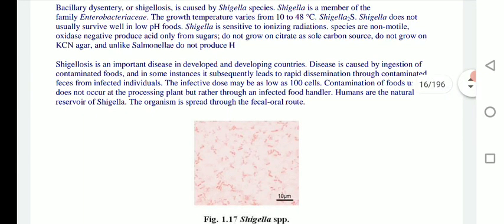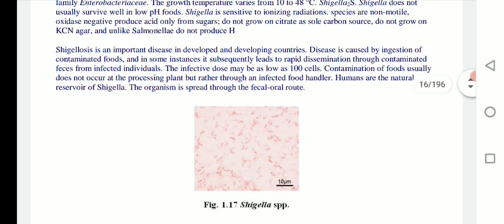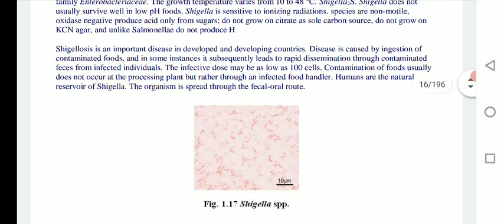And shigellosis is an important disease in developed and developing countries. The disease is caused by ingestion of contaminated food, and in some instances it subsequently leads to rapid dissemination through contaminated feces and infected individuals. So this bacteria belongs to the Enterobacteriaceae family, so again it is categorized under coliform, and it may enter through fecal contamination, and it causes shigellosis as well as Shigella dysentery, and the infective dose may be low, below 100 cells.